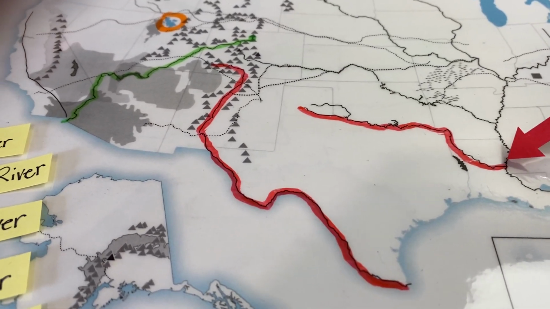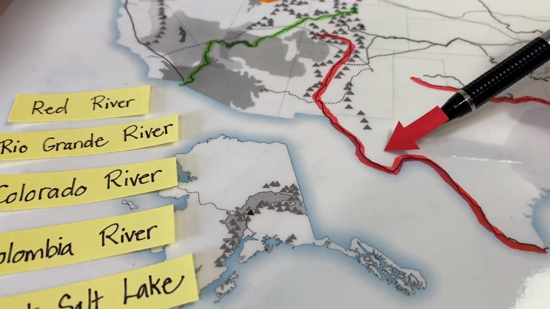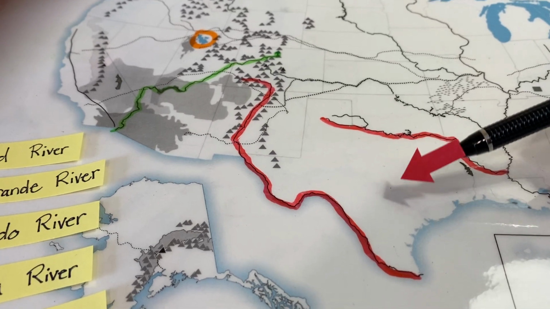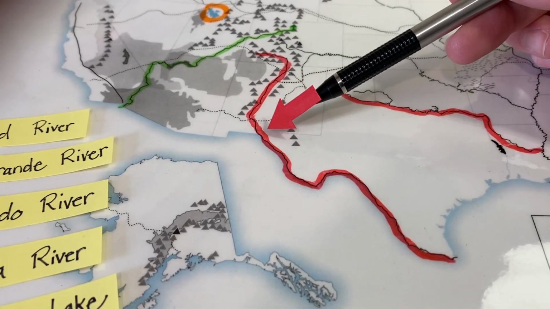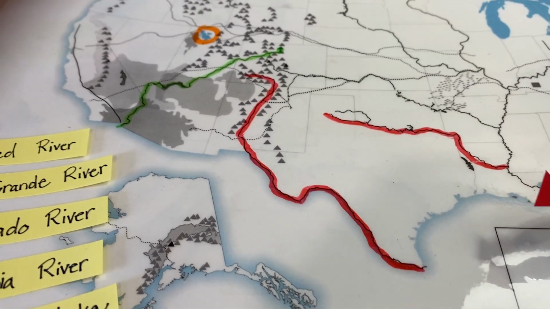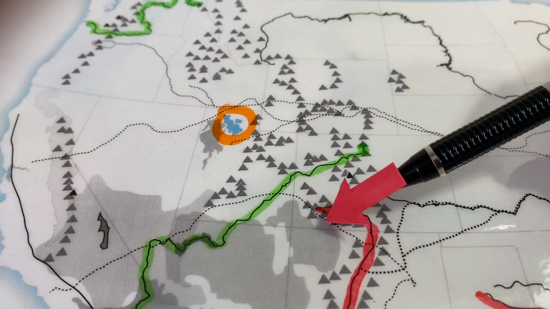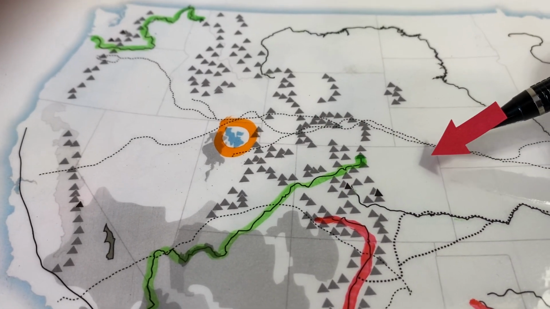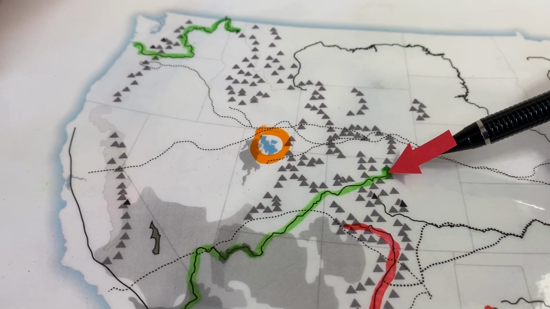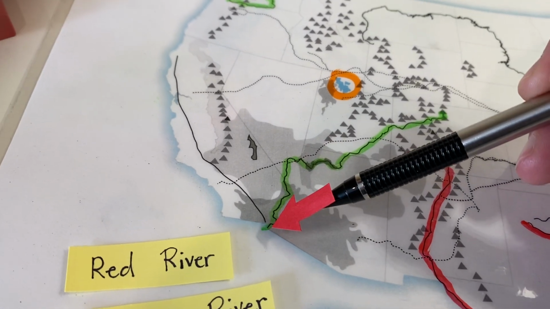The next one, which starts with an R, is the Rio Grande River. Rio means river, and Grande means large, and Texas is a large state. So the Rio Grande runs right alongside the border of Texas. And if we move up to the green, do you know what this state is right here? This state is Colorado. So this river starts in Colorado, so we call it the Colorado River. So that one starts with a C.